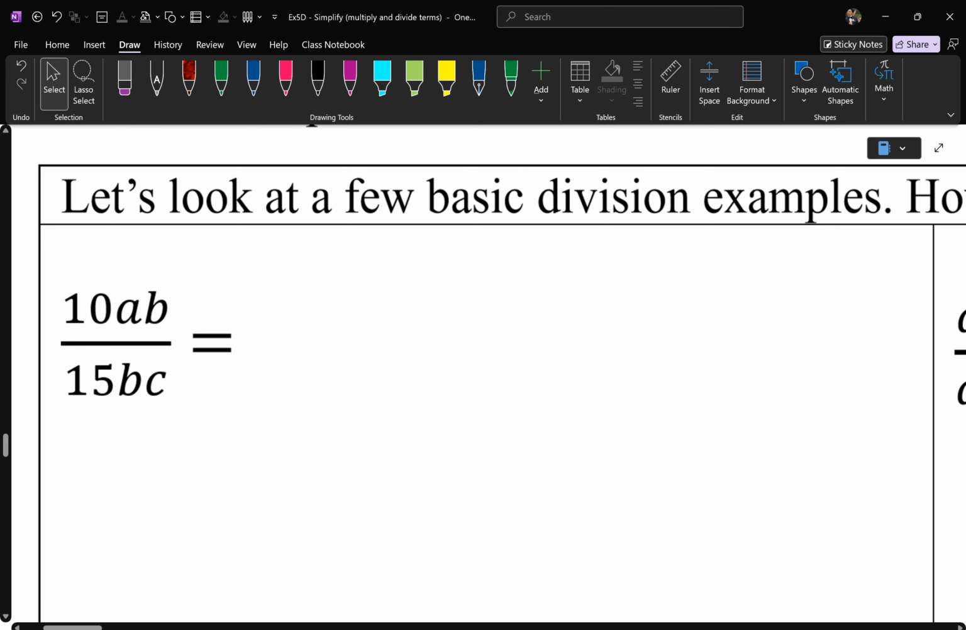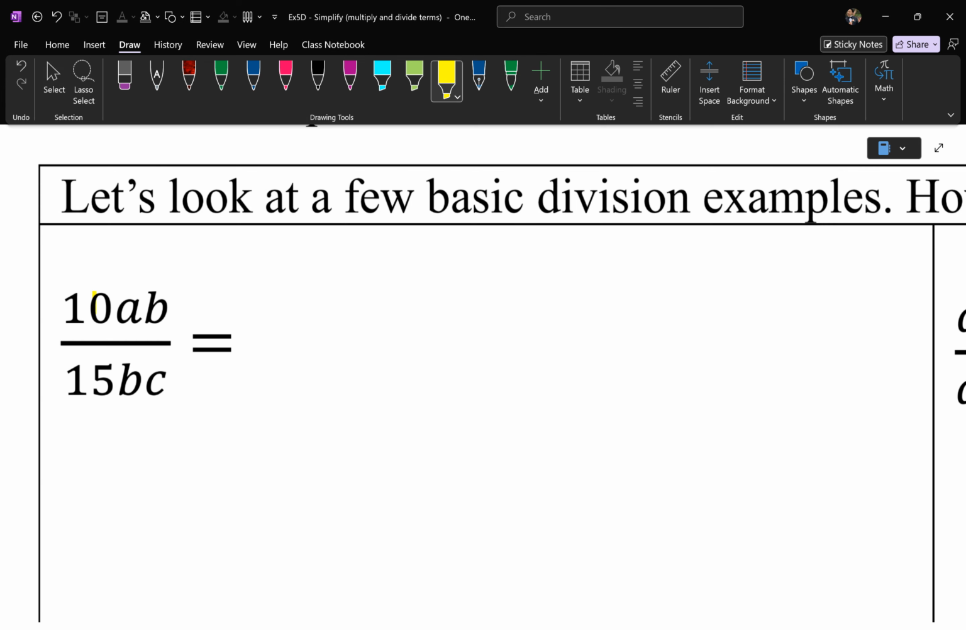Break it apart. Okay, so write down what you understand. 10AB. What does 10AB mean? What's in between the A and the 10? And what's in between the A and the B? Times. So write it down. Mathematics, just write it down. Don't try to do it all in your head. Write it out. 10 times A times B.